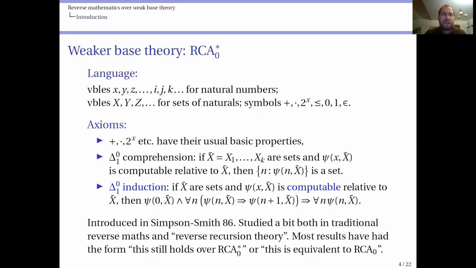Either a given implication or equivalence still holds over this weaker base theory, RCA0 star. For instance, it's a non-trivial result of Chong and Mourad from the early 90s that the Friedberg-Muchnik theorem still holds over this theory. And the other kind of result is that over this weaker base theory, such and such a statement is actually equivalent to sigma 1 induction, so to RE induction. So it's equivalent to the stronger base theory. For instance, various theorems from algebra are known to have this property, but there are quite a few examples.